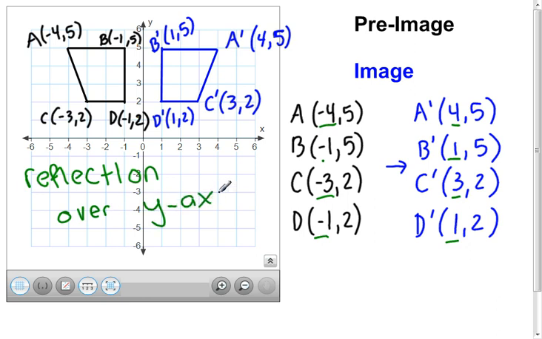And the only thing that changed, we went from our normal coordinates, that normal x, y, and we changed it to the opposite x value. Notice just the signs of the x values changed. This one would be called a reflection.